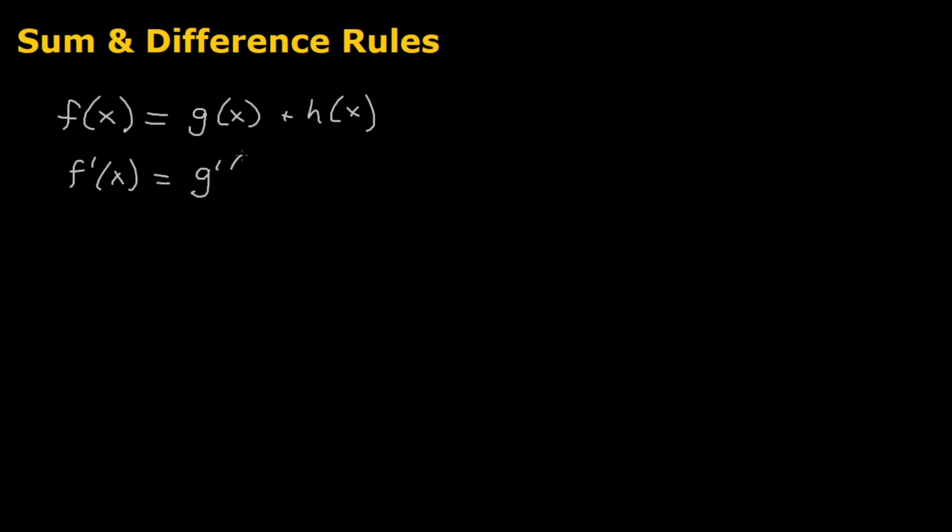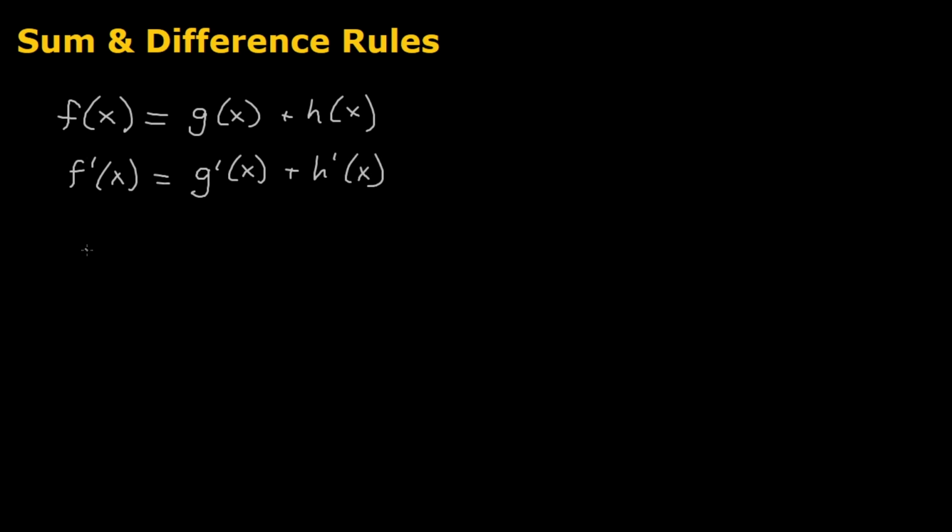The next one we have is the sum and difference rules. So these apply basically anytime you have a function that is the sum of two other functions, which sounds more complicated than it is. So let's just say we have f of x is equal to g of x plus h of x. Then the derivative of f is just going to be the derivative of g plus the derivative of h. So that means that f prime of x is equal to g prime of x plus h prime of x.